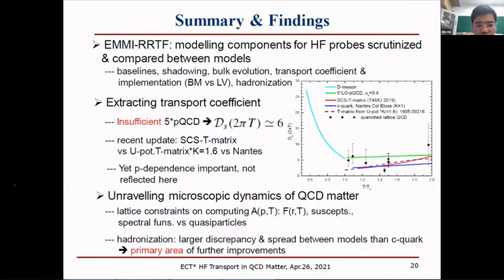And the heavy quark has the potential of unraveling the microscopic dynamics of QCD matter, but one has to constrain the computation of transport coefficients using lattice observables, for example, the susceptibilities and spectral functions. And hadronization may be representing a major uncertainty and a discrepancy between different models. So this will be the primary area for further improvement.